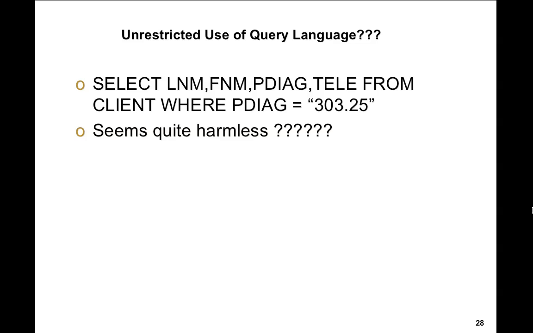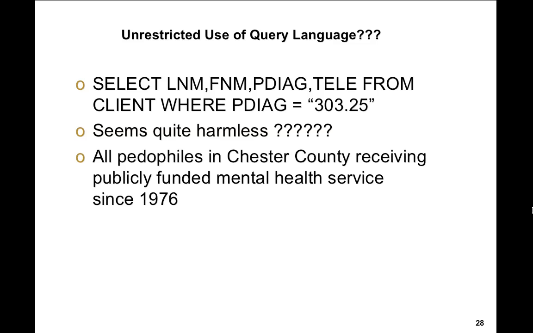Because you end up with problems in this particular query. The logic of it sets everything. Select first name, last name, pdiag, I don't know what that is, telephone number, from client where pdiag is equal to that. It might be everybody. It might be only one. So the queries can actually be, this is all pedophiles in Chester County receiving publicly funded mental health services since 1976.